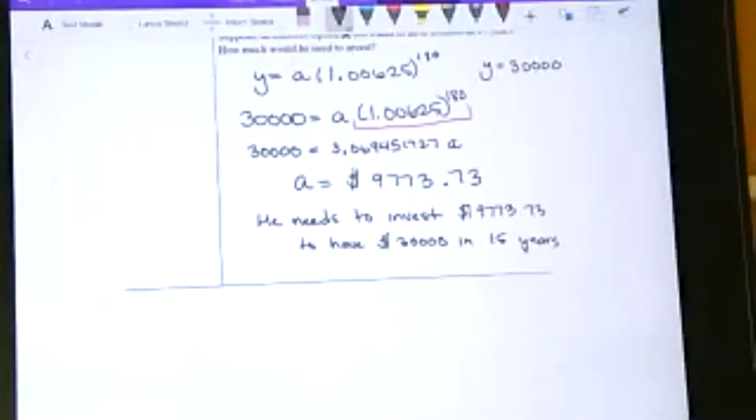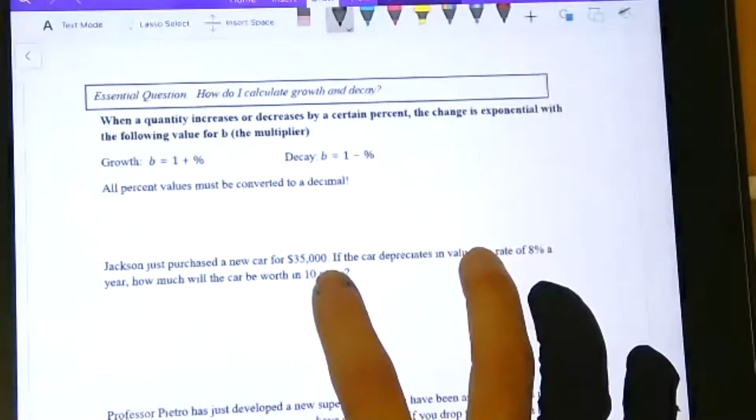Okay, so my pages are inserting, which means they should show up right there, and there they are.